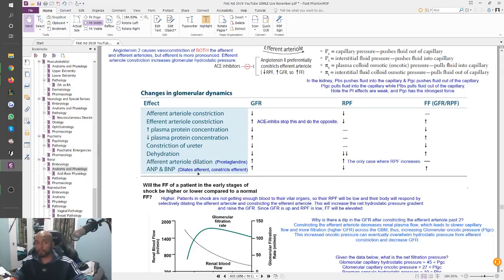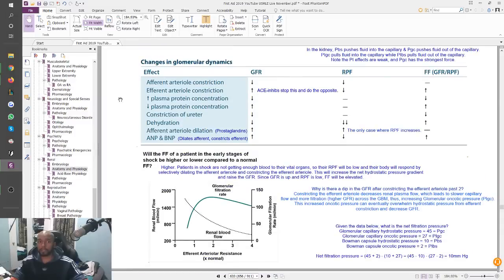Alright, so ANP and BNP, the more important effect it has is the fact that it constricts the efferent, thereby reducing renal plasma flow and increasing filtration rate by keeping things inside the glomerulus and increasing filtration fraction. All of the things in this table make sense. So you want to learn it logically. You don't want to memorize it. This is not a table you're just going to sit and repeat to yourself and memorize. It's just logical understanding of how things flow through a tube.